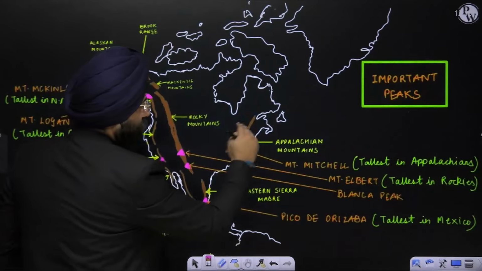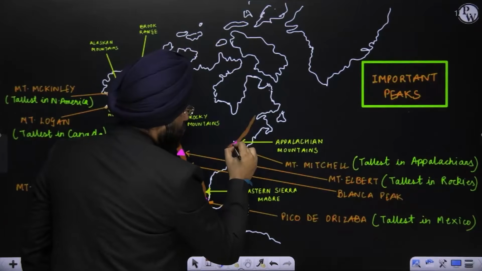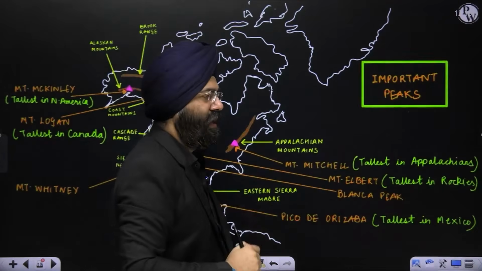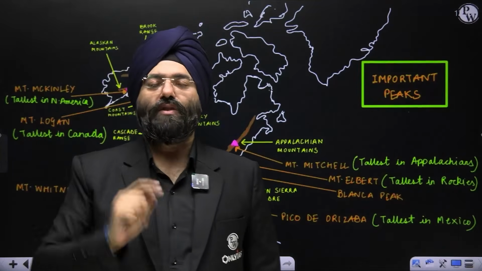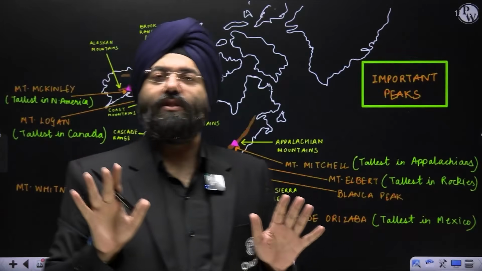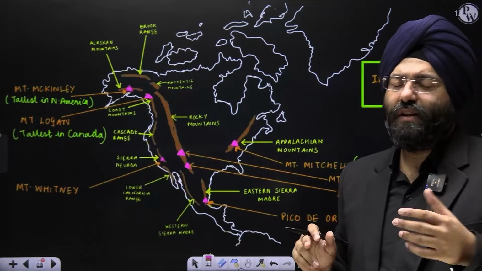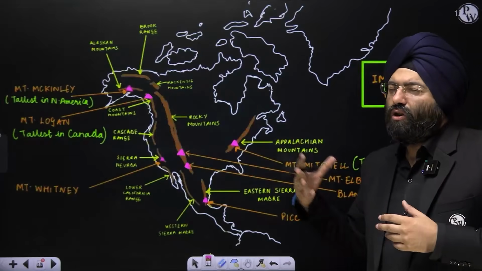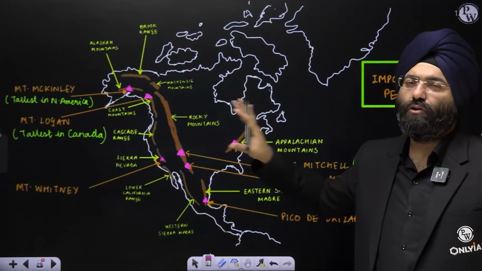Now, further, if you move ahead, you have the Appalachians. In the Appalachians, you have this particular mountain peak, which is known as Mount Mitchell. This Mount Mitchell is the tallest peak in the Appalachian mountain range. Clear? If you have done these peaks in North America, you do not have to do any other, because from the cost-benefit aspect, this is more than sufficient, and UPSC does not go beyond that. This is more than sufficient with respect to the peaks.